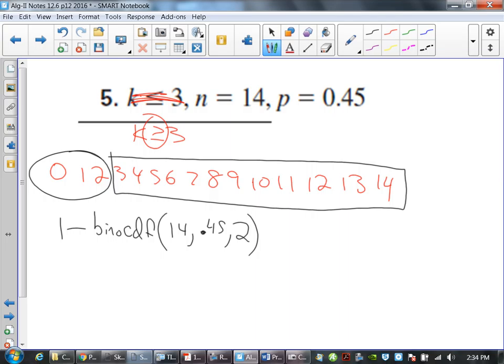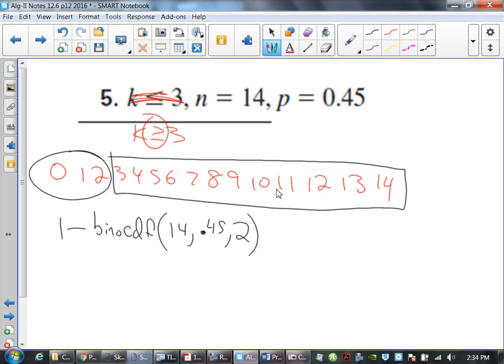Yes, ma'am. What do you mean? It doesn't go past 14, it has to be 7. Correct. Yes, there is a set specific number of trials that you have, and going from there. Why is that the last value?